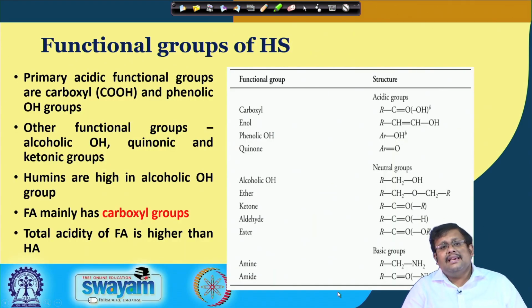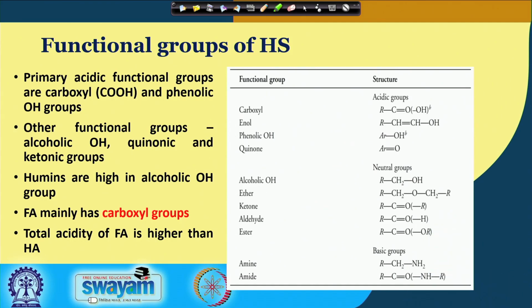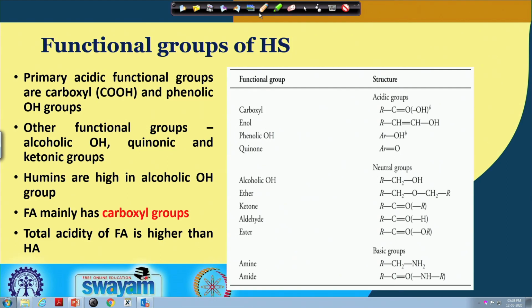So, let us see the functional groups of humic substances. A couple of slides back I showed you the complex structure of organic humic substances and three or four major groups which are present in the humic compound. Now, in this slide we are going to discuss all the different types of functional groups which are present in the humic substances. So, the primary acidic functional groups are carboxyl groups and phenolic OH groups.